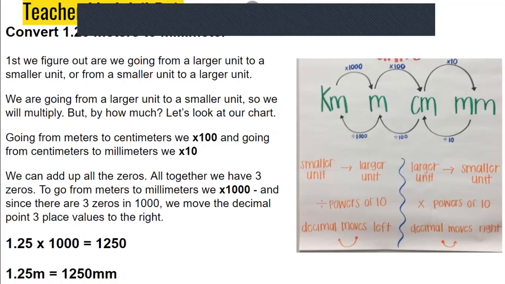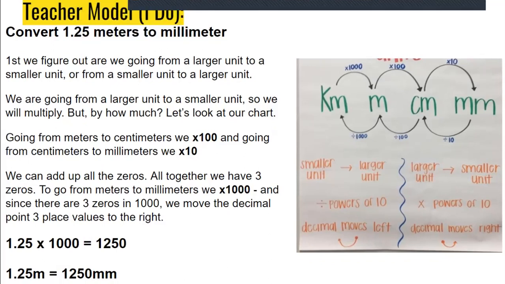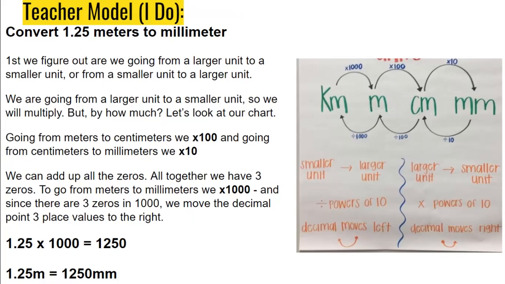Okay, so here when we have decimals, convert 1.25 meters to millimeters. First, we figure out whether we're going from a larger unit to a smaller unit, or from a smaller unit to a larger unit. So from meters to millimeters, are we going to a smaller or larger unit? We're going from a big to small.